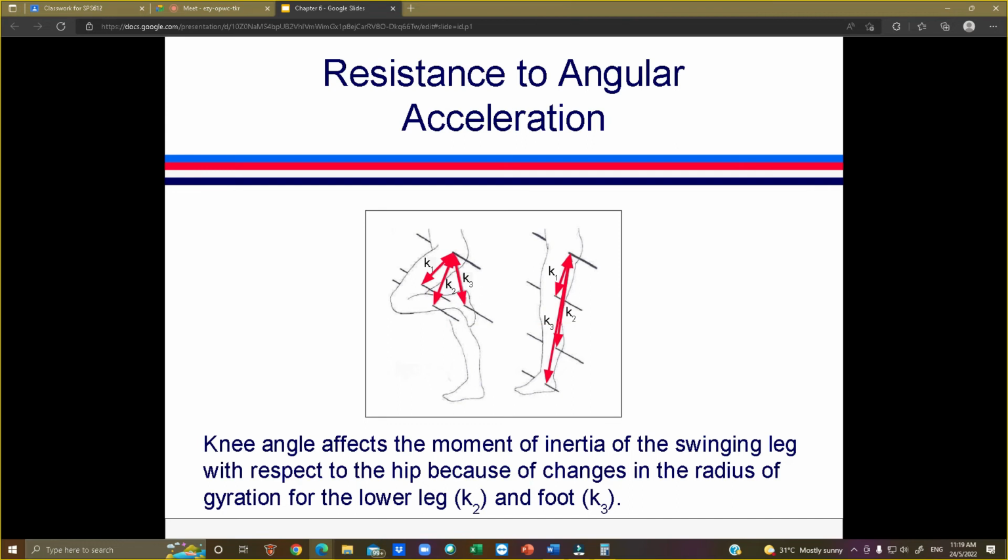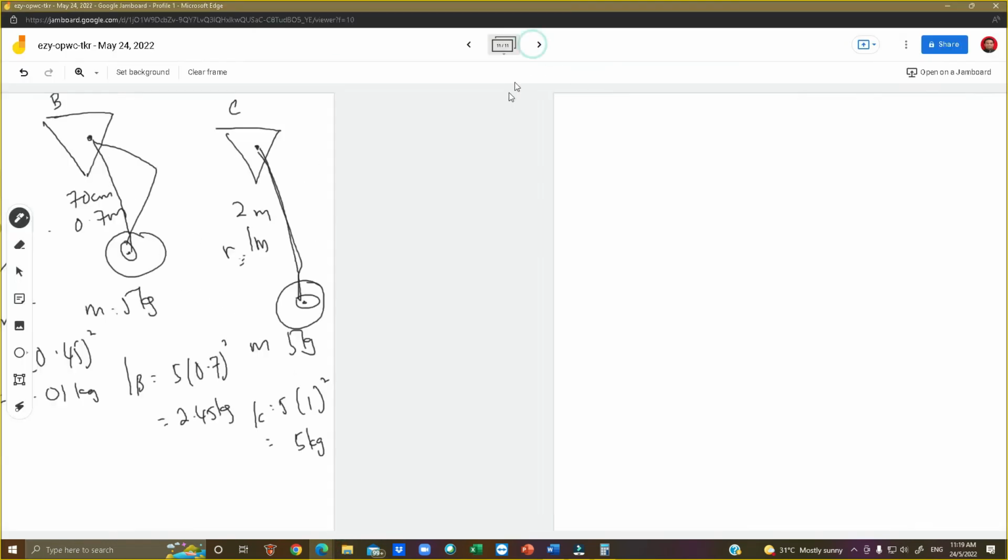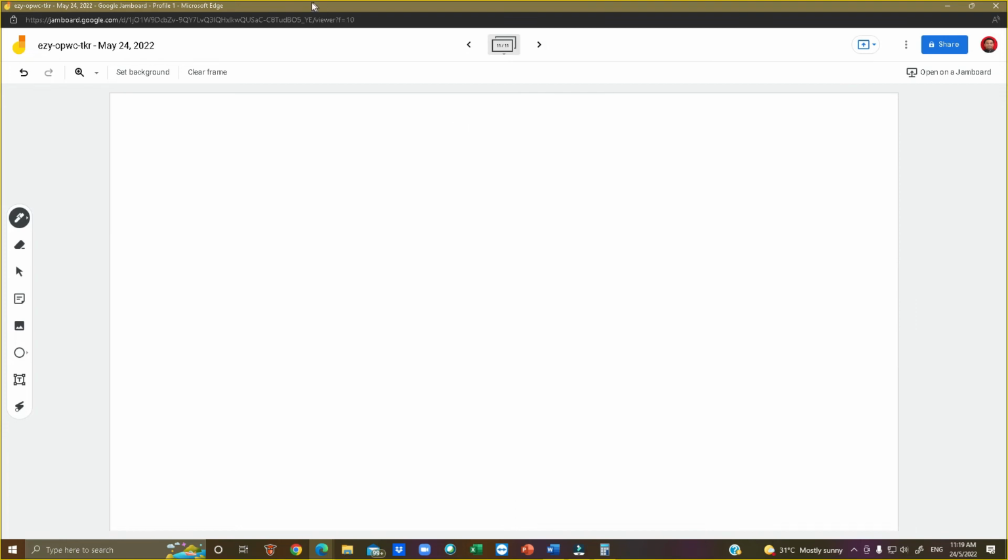Right. Okay, kita tengok contoh. Okay, we go to examples. Alright, we have a racket.